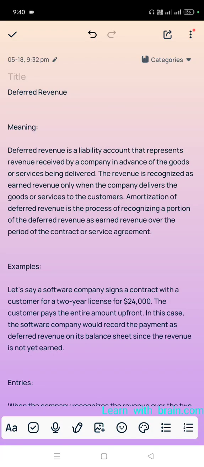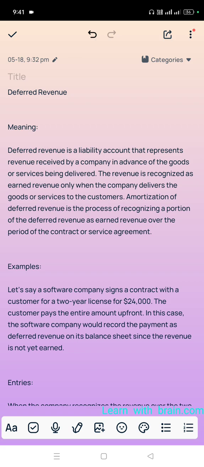Deferred revenue. First of all, we have to discuss the meaning of deferred revenue. Deferred revenue is a liability account that represents revenue received by a company in advance of the goods or services being delivered. What do you understand, friends? So deferred revenue is a liability. So this is the revenue received by a company in advance.